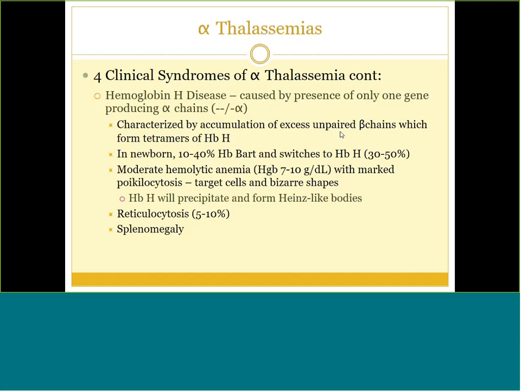So you will see a lot of hemoglobin H in this. If you were to do the electrophoresis, you'd see a lot of hemoglobin H to kind of hallmark it as this one. So it's still a hemolytic process, so you'll still get the increased reticulocytes and target cells and so on. The other thing to note here is it talks about hemoglobin H can precipitate and form Heinz-like bodies as well.